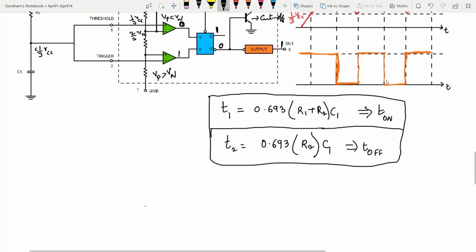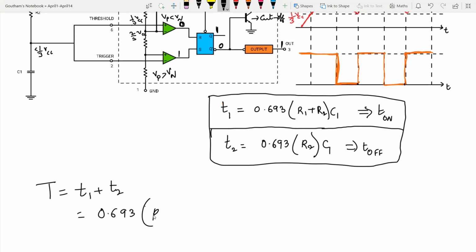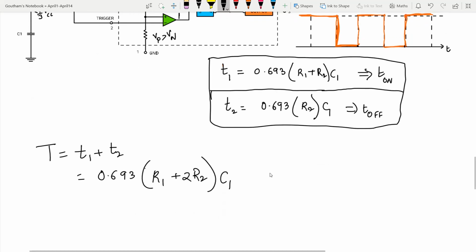Now the time period of this square waveform is nothing but one full cycle. From this point to this point is one full cycle, and that keeps on repeating. So the time period T is equal to T1 plus T2. If I add these two expressions, simple algebra, this will turn out to be (R1 plus 2R2) into C1. That is the time period of the output square wave in a 555 IC used in astable mode.